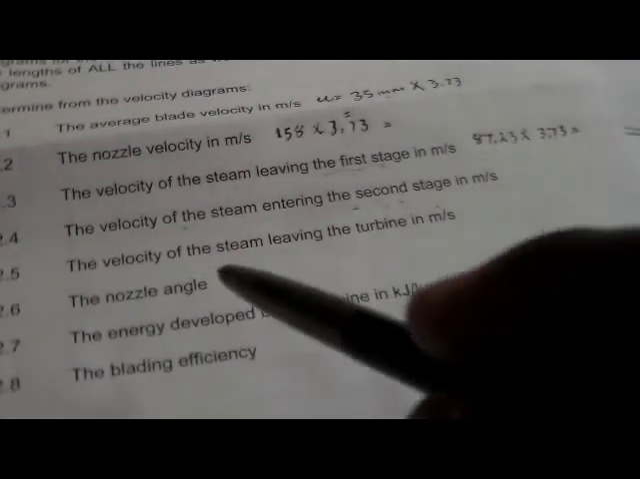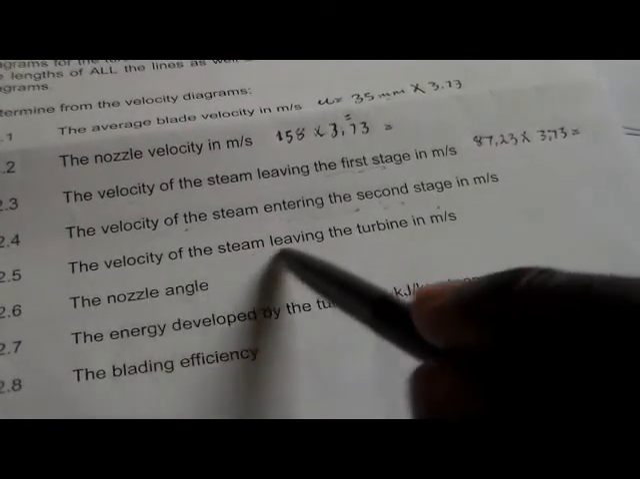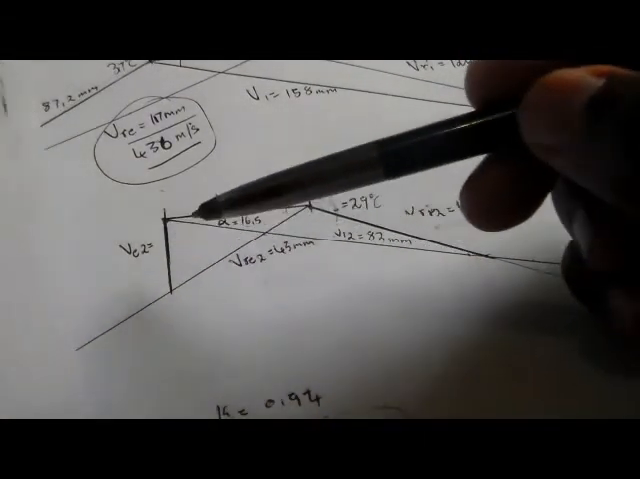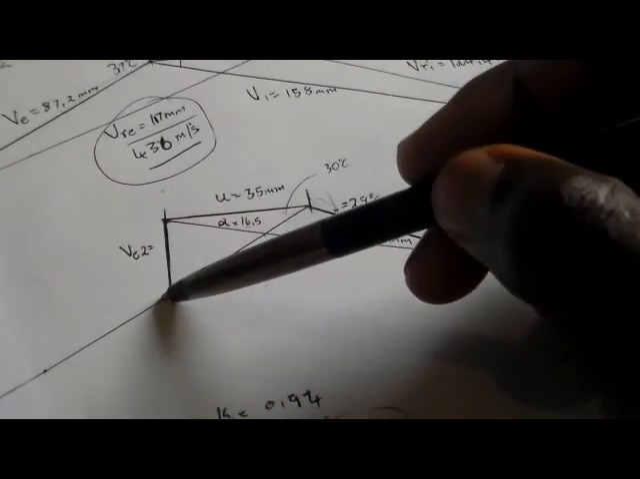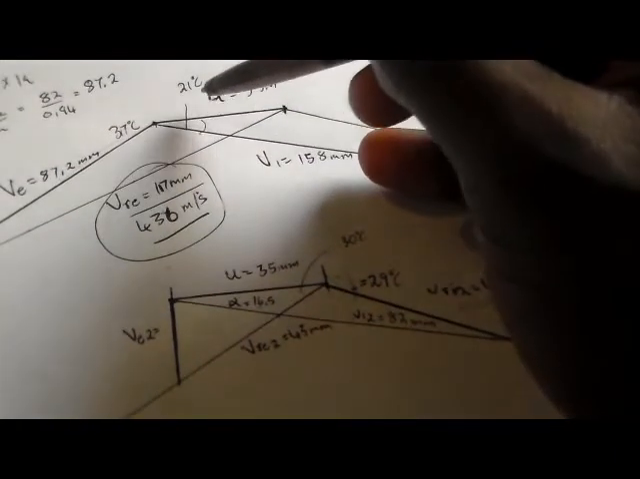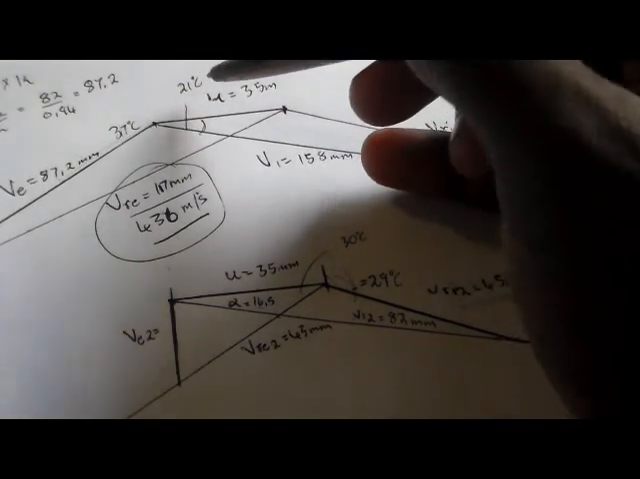Then you continue to this one, the velocity of the steam leaving the turbine. Let me just zoom in. This is the velocity of the steam leaving the turbine here. We didn't measure it, so we have to measure the millimeters first and then multiply by our scale. Then the nozzle angle: this is our nozzle angle here, and the nozzle angle is 21 degrees.